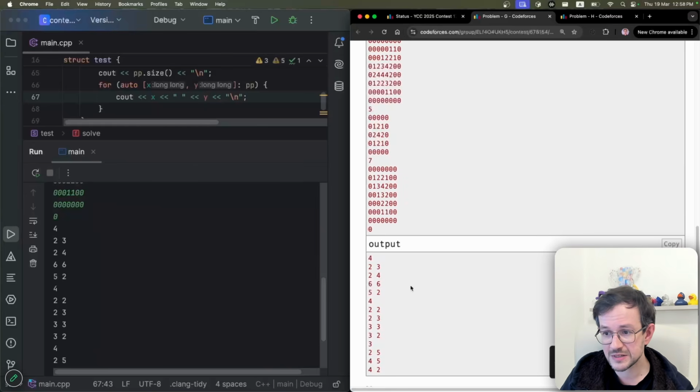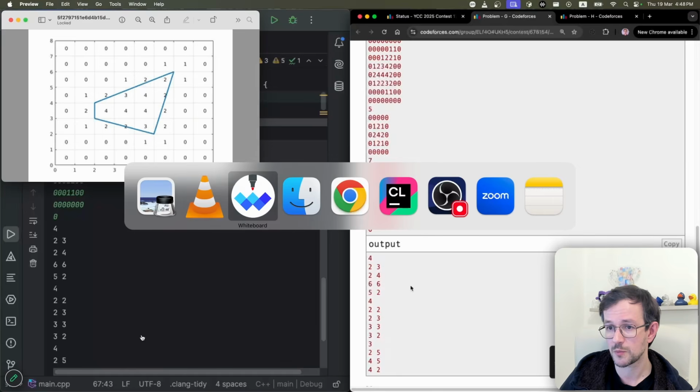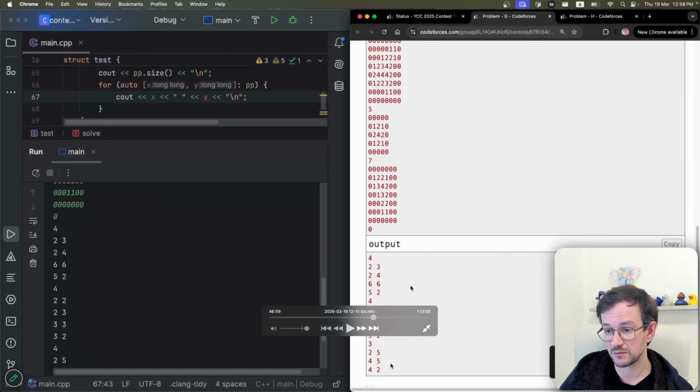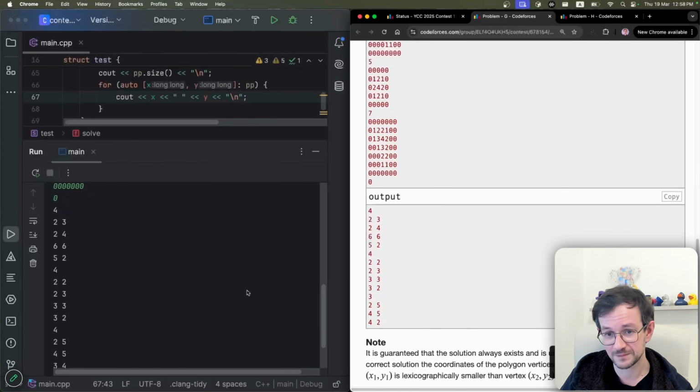So I did this and got... luckily, judges are kind enough to give me the last example when this situation happens. So one of these points is actually not on the side of the polygon, but it's in the middle of the polygon. Okay, so we need to remove it carefully.